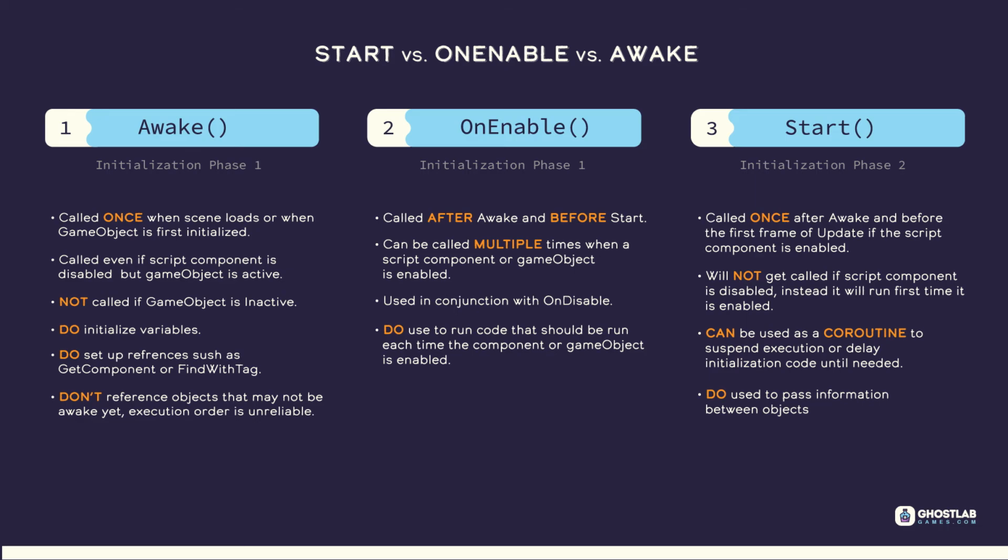Instead, it will run for the first time it is enabled. Start can be used as a coroutine to suspend execution or delay initialization code until it's needed. Use start to pass information between objects.